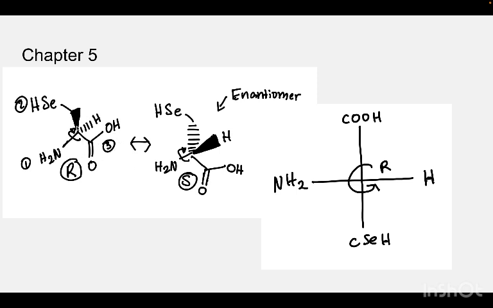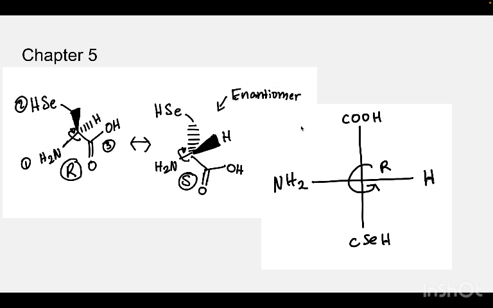And a way to get the enantiomer is to basically do the opposite of what it is. Make the wedge into a dash and make the dash into a wedge. And there's no diastereomer, there's only one enantiomer for this case.